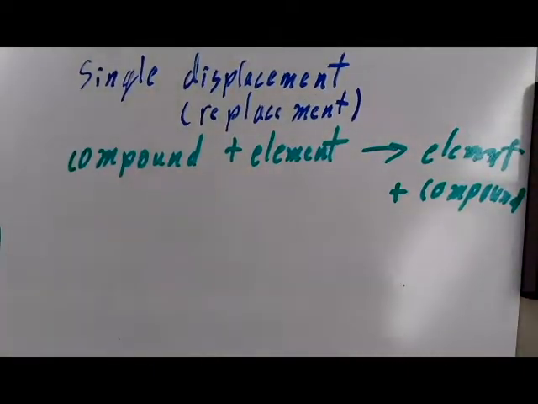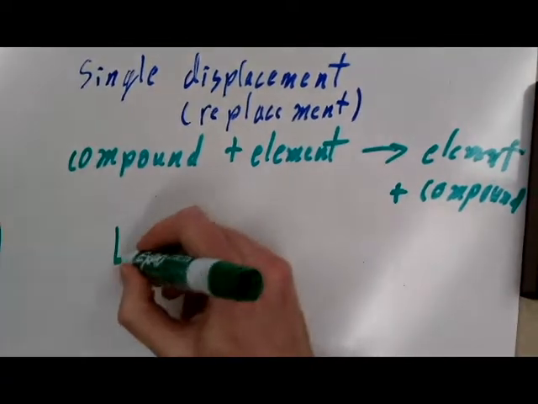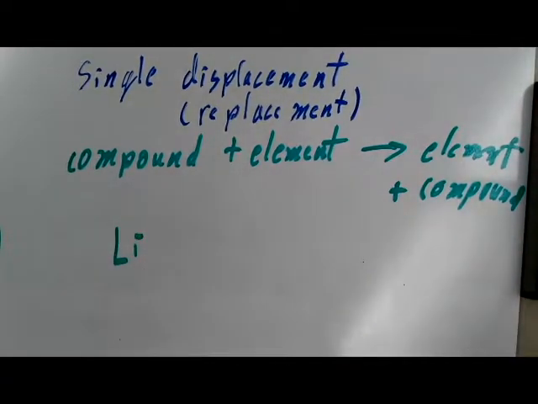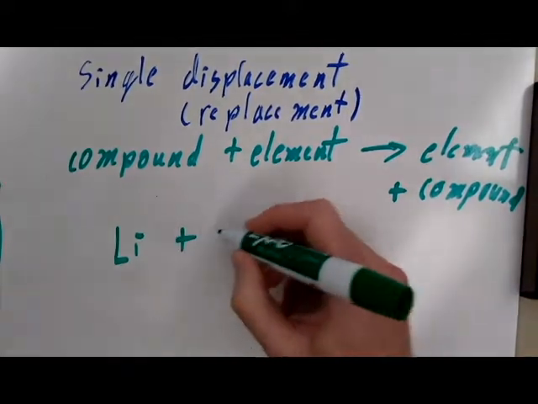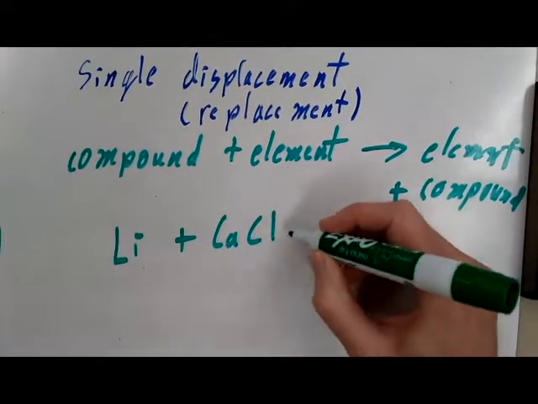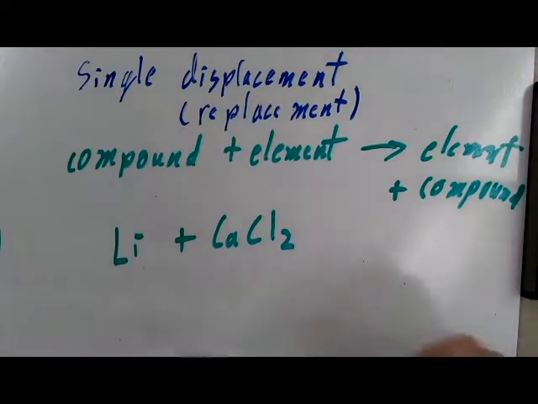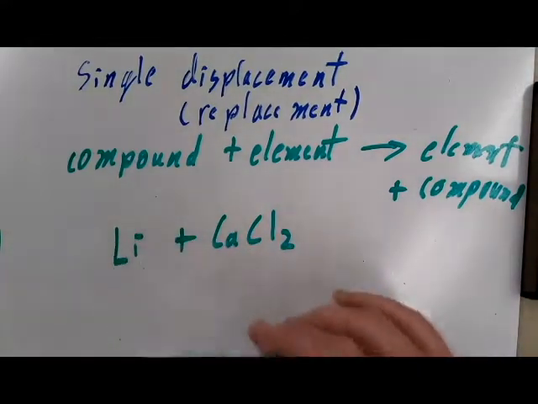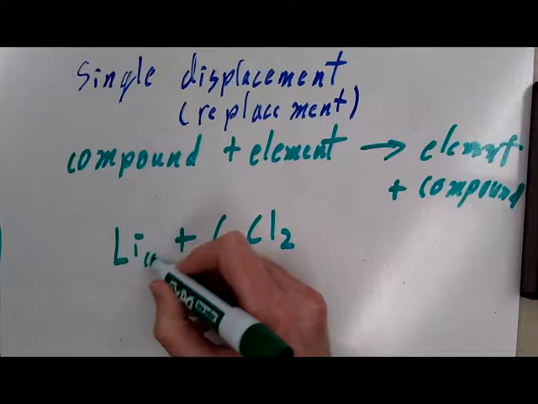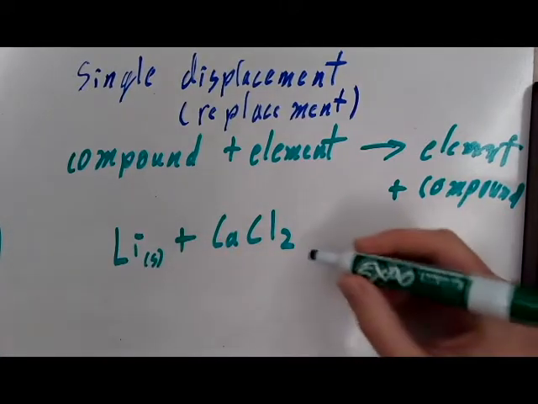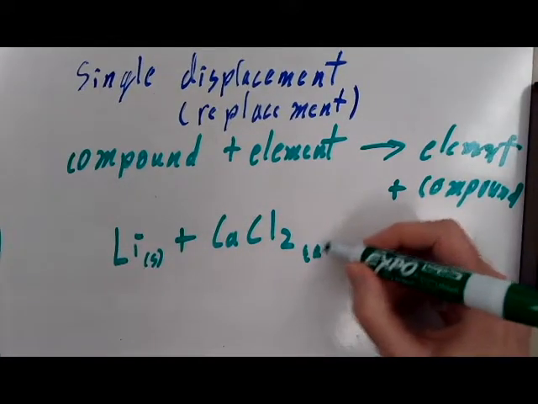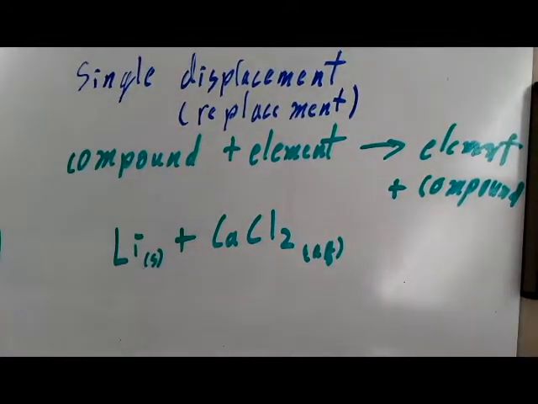So let's say we have a reaction here where we have lithium, and let's add it to calcium chloride. So lithium is our element. This comes in its elemental form, so this is usually going to be a solid that we add in. And our compound here we're usually going to have is an aqueous solution. This doesn't necessarily have to be the case, but this is how we're going to see it the vast majority of the time, since that makes it easy for us to look at.